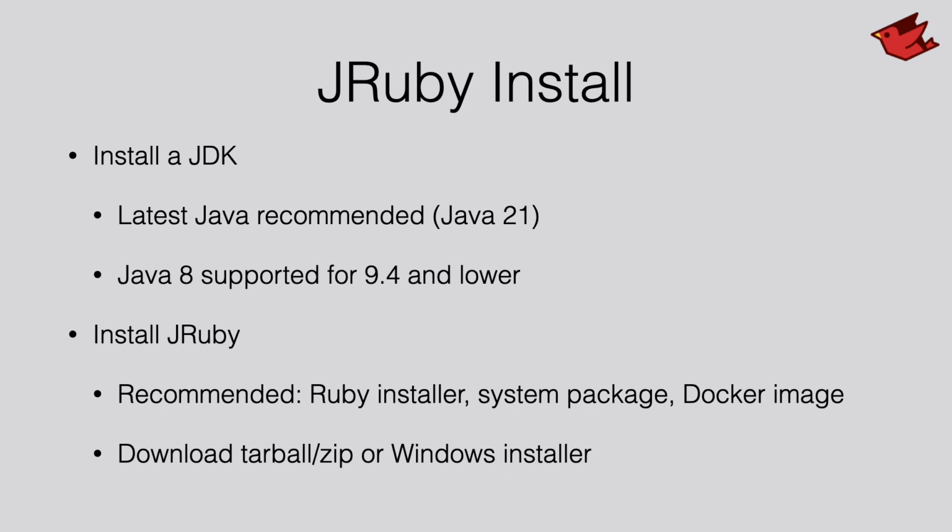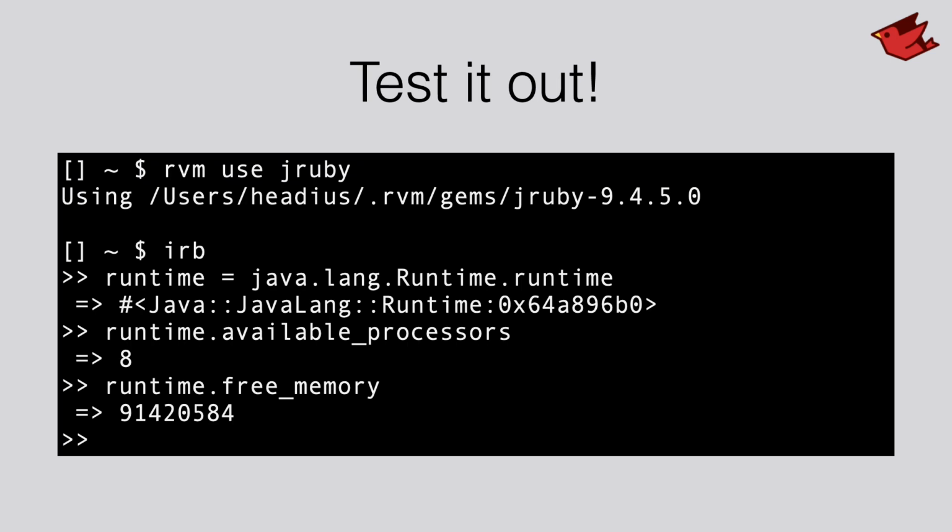9.4. And then install JRuby. Usually we recommend you just use a Ruby installer like RVM or ruby-install. Sometimes there's a system package that you can use to install JRuby on Debian, for example. Or there's Docker images that we publish with a wide range of different JVMs. And then, of course, there are tarballs. There is the Windows installer if you just want to go and manually install it yourself. And then test it out.